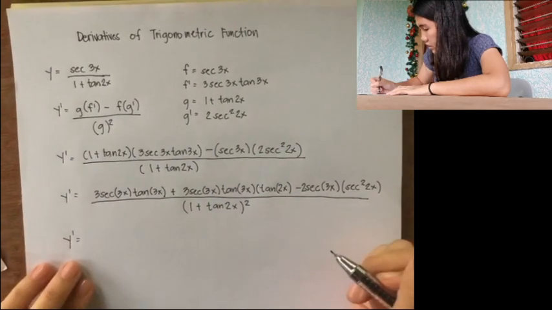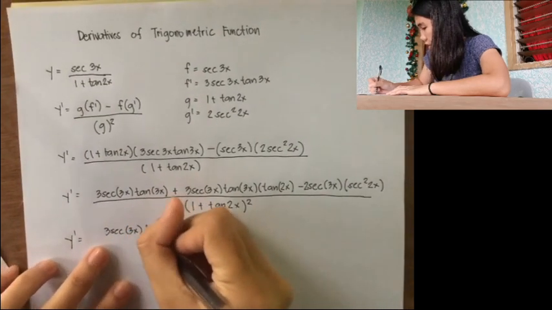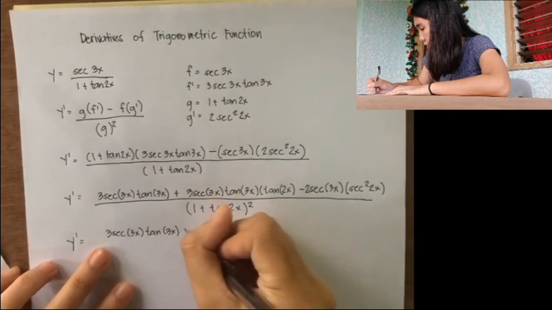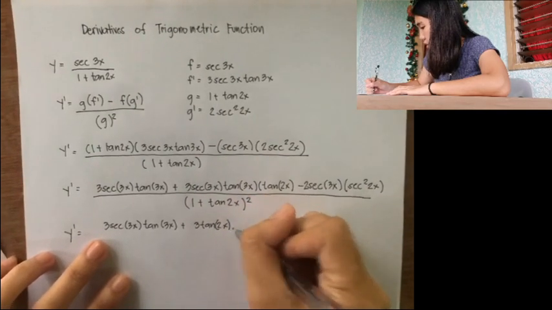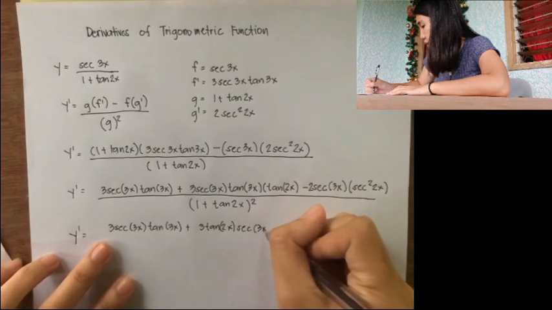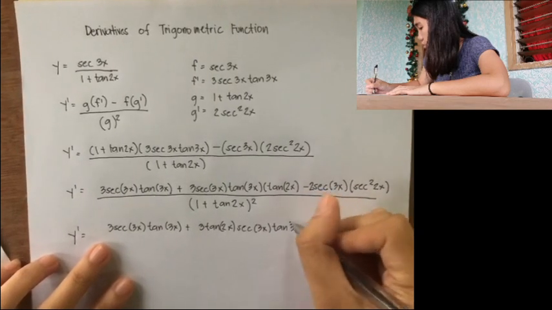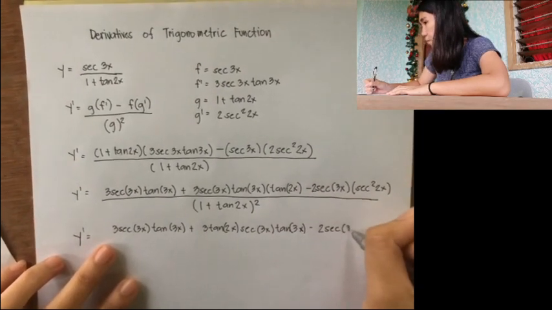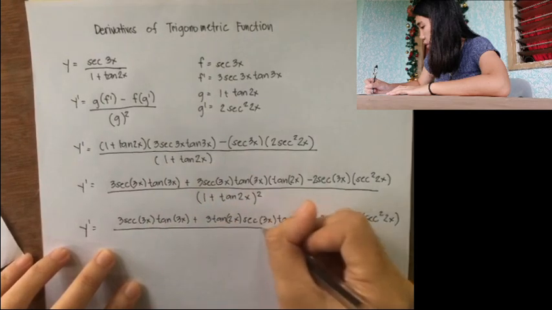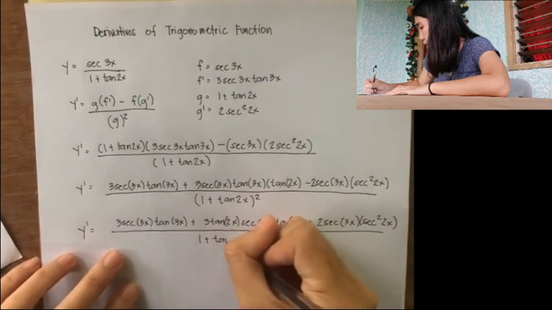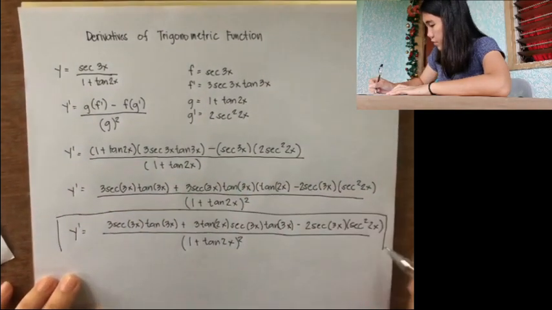And then we write this: 3 sec 3x tan 3x plus 3 tan 2x sec 3x tan 3x minus 2 sec 3x sec squared 2x over 1 plus tan 2x squared. And this is our final answer.